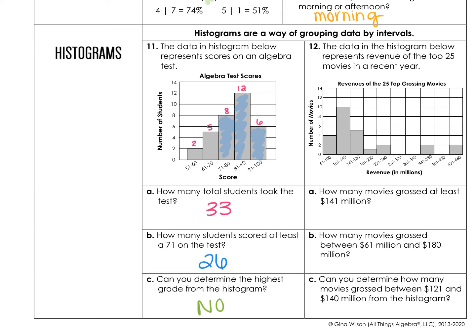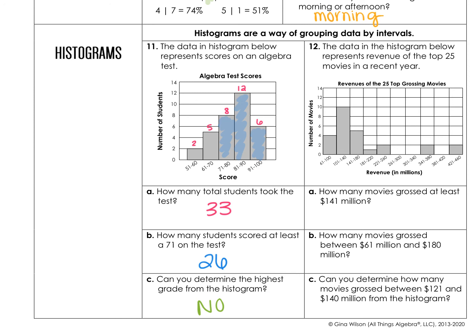In the next histogram, we're looking at the top 25 movies in a recent year and their revenue. So we've got revenue in millions of dollars across the bottom. And on that y-axis, we've got the frequency or the number of movies.